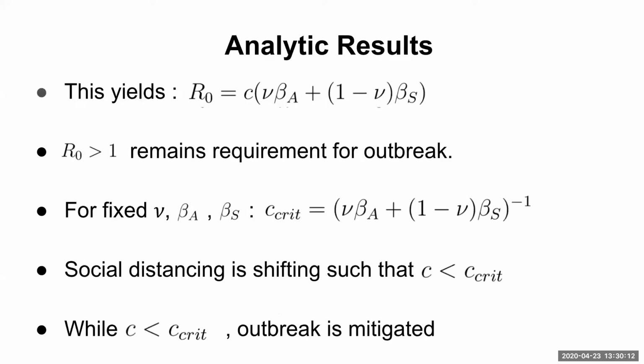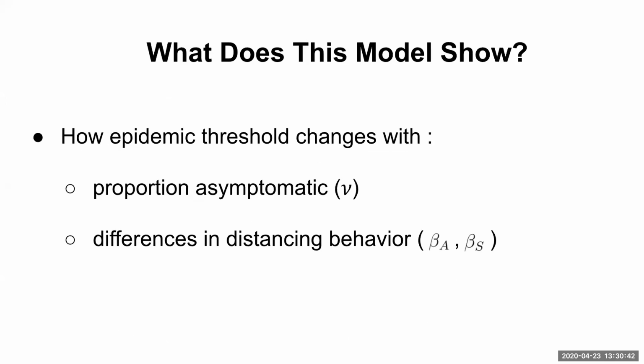Simply multiplying this probability by the mean degree C gives us R naught, which may be interpreted as usual in the context of similar models. Similarly, we can compute a critical value for the mean degree, C critical. In the context of social distancing, this becomes a crucial threshold since we're able to manipulate the mean degree of a population to the point where long transmission chains can become unlikely when C is less than C critical. So this model tells us how the epidemic threshold changes with the proportion of asymptomatic cases and the differences in distancing behavior based on one's symptomaticity.